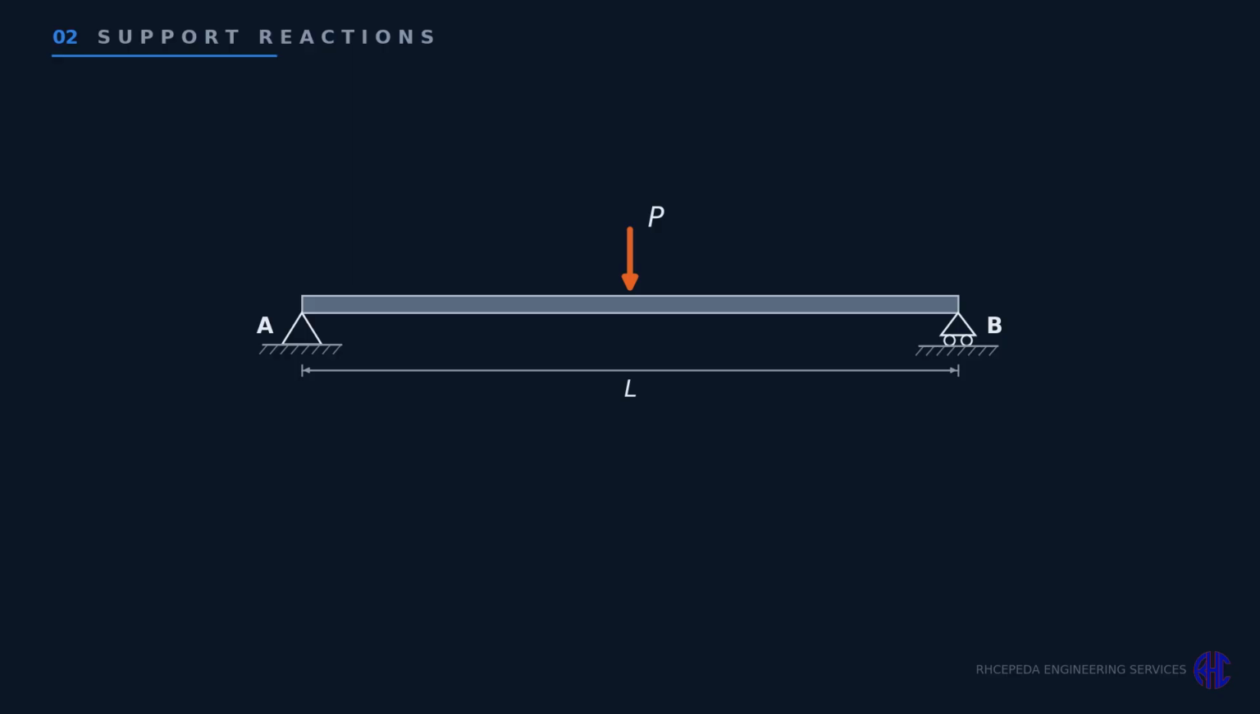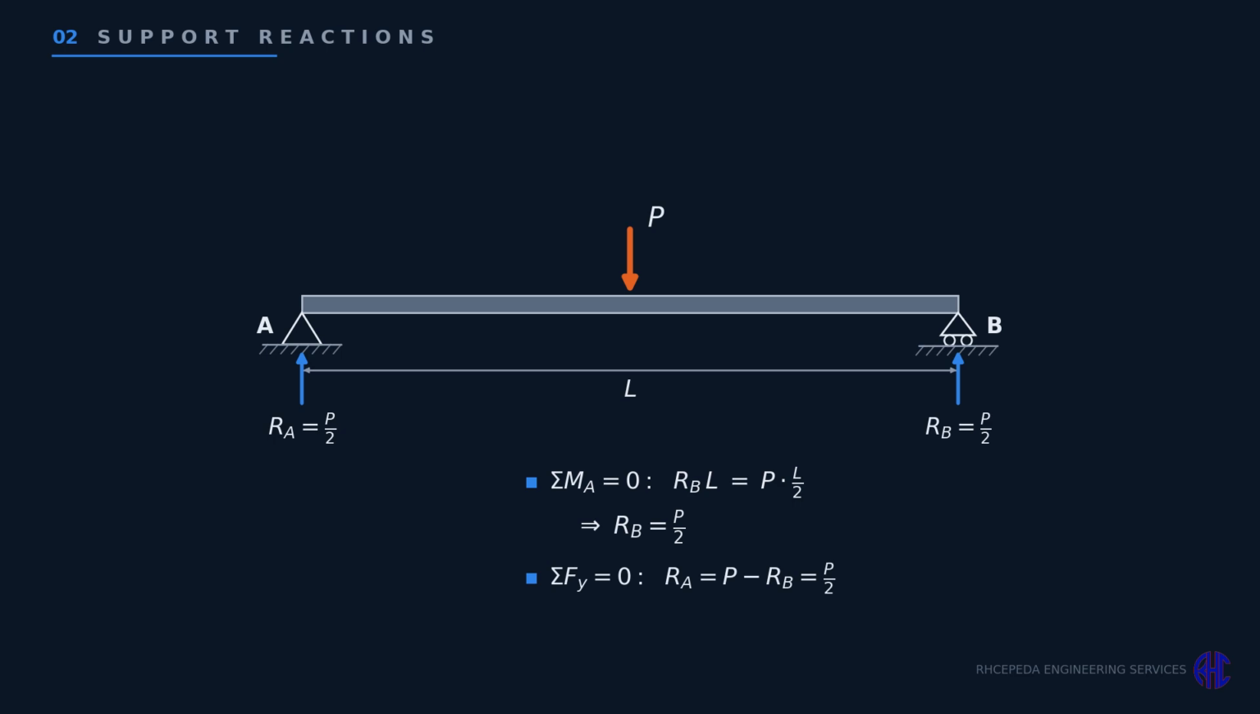Let's find the support reactions. By symmetry, each support carries exactly half the load, so Ra equals Rb equals P over 2. We can confirm it by taking moment about A: Rb times L equals P times L over 2, giving Rb equals P over 2, and vertical equilibrium hands the same to Ra.